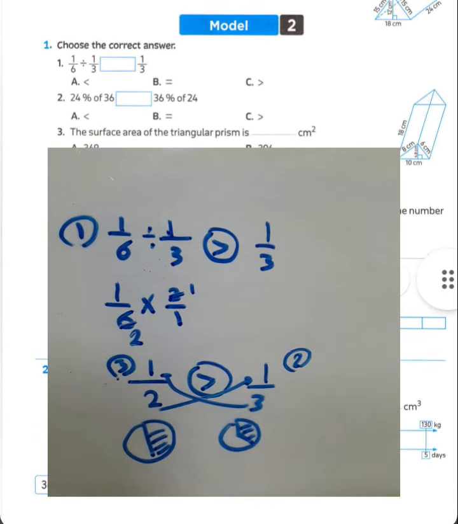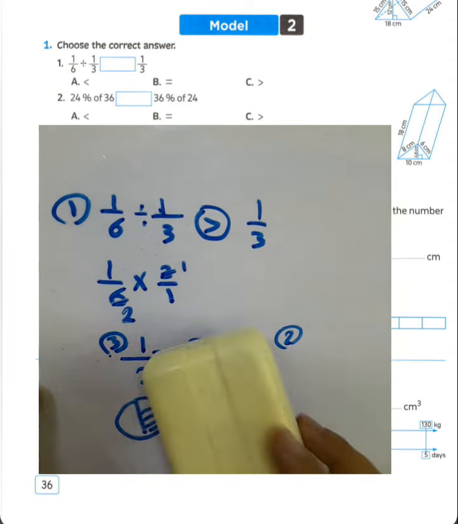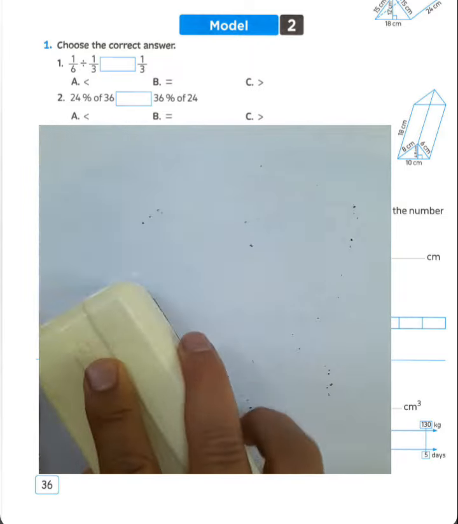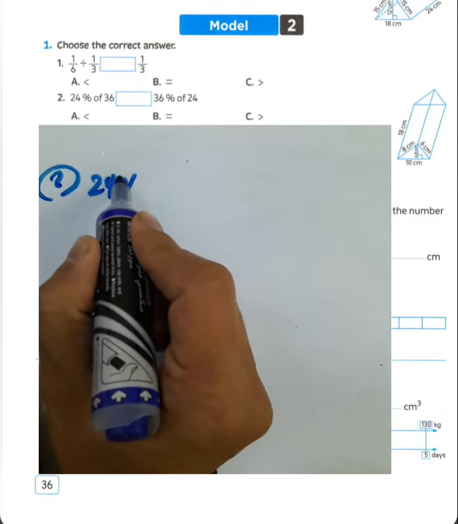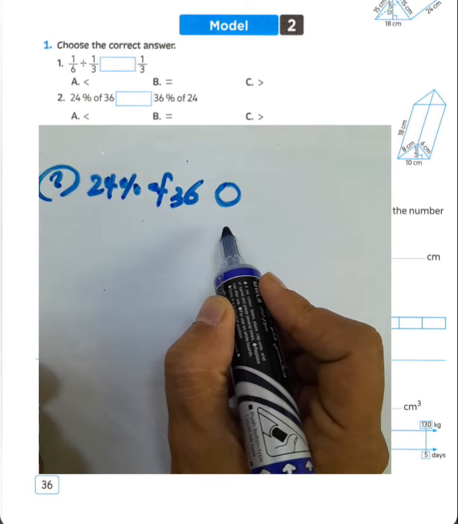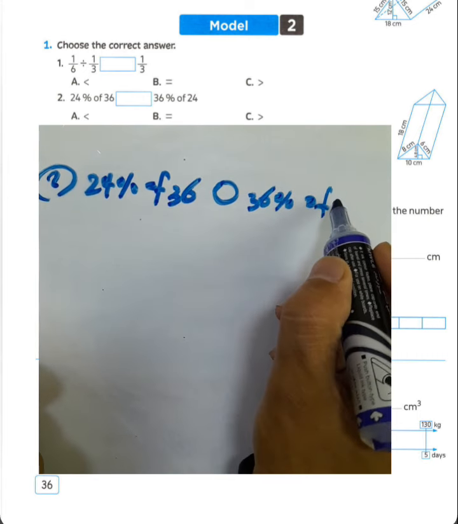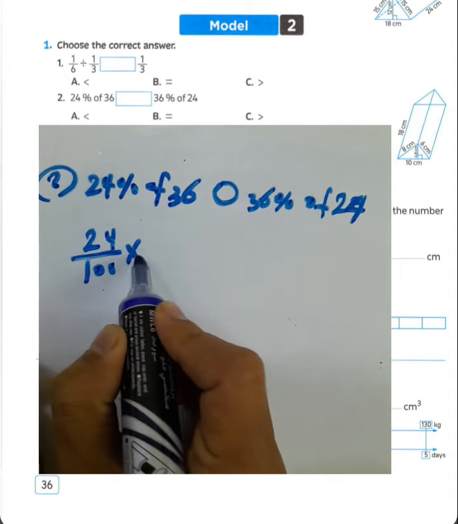Question number 2, 24% of 36 or 36% of 24. We know the percent is the ratio between two numbers, and the second term is 100. We must compare 24% of 36 and 36% of 24. We can write 24 over 100 product by 36.